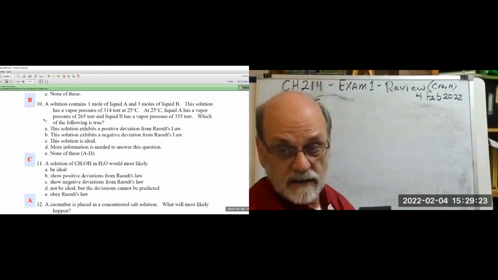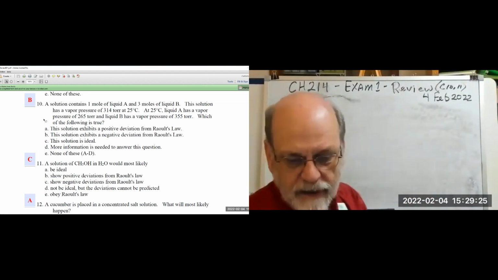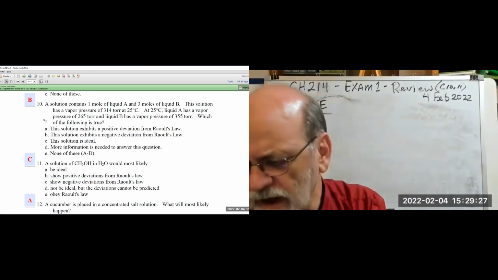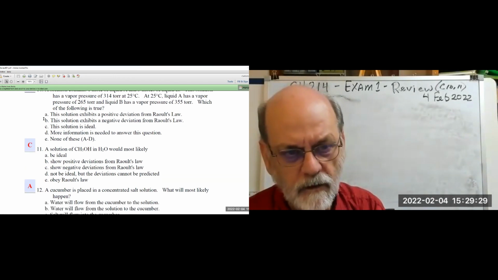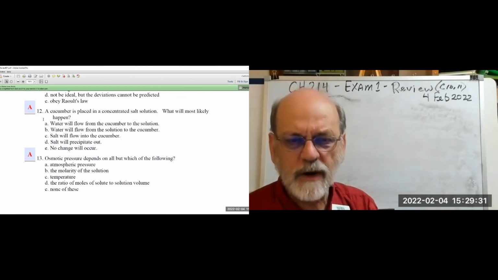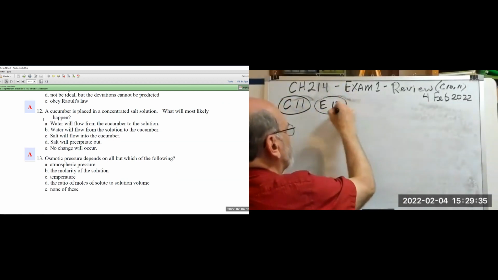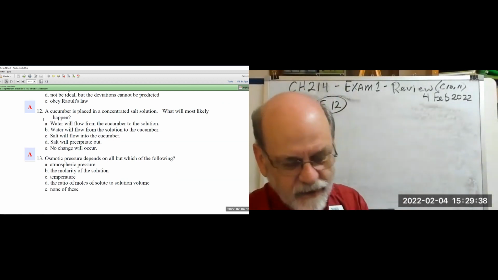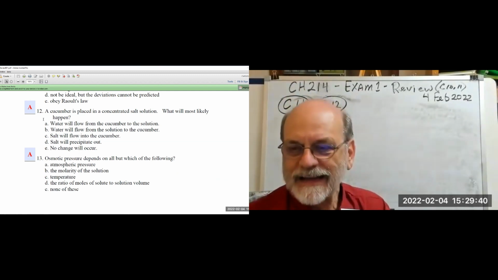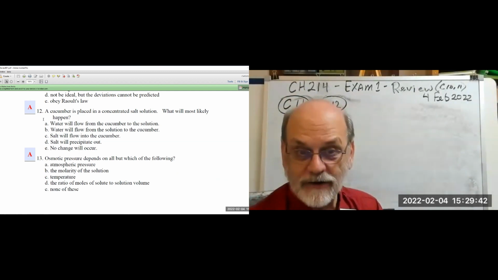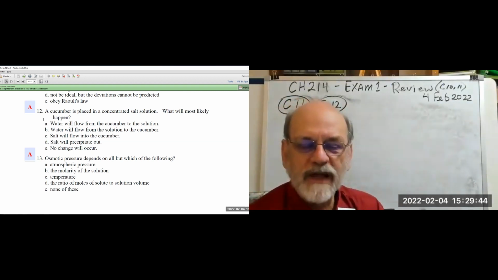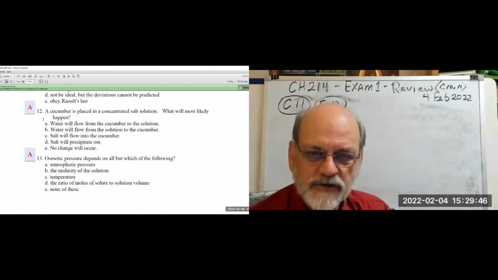All right. Let's see. Skip 11, go to 12. A cucumber is placed in a concentrated salt solution. So what are we getting at here? A colligative property called osmotic pressure. If we place a cucumber in a concentrated salt solution, what will most likely happen?